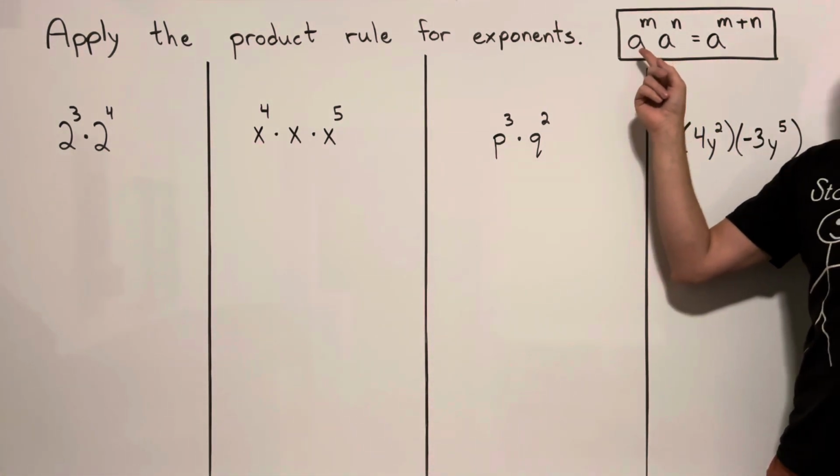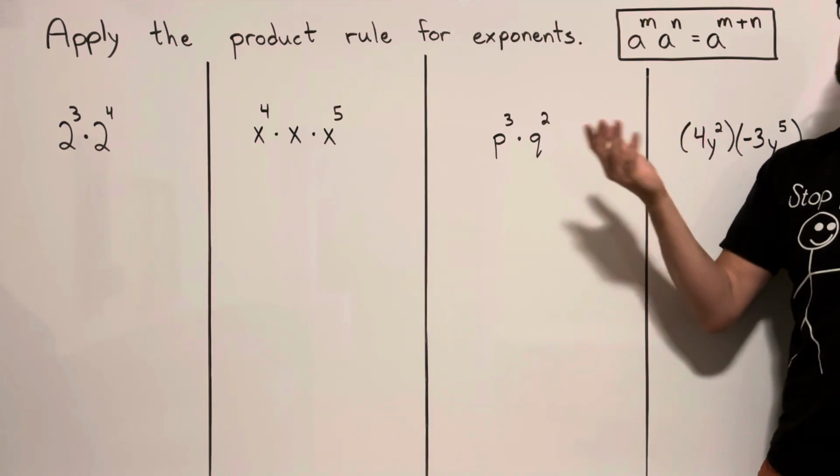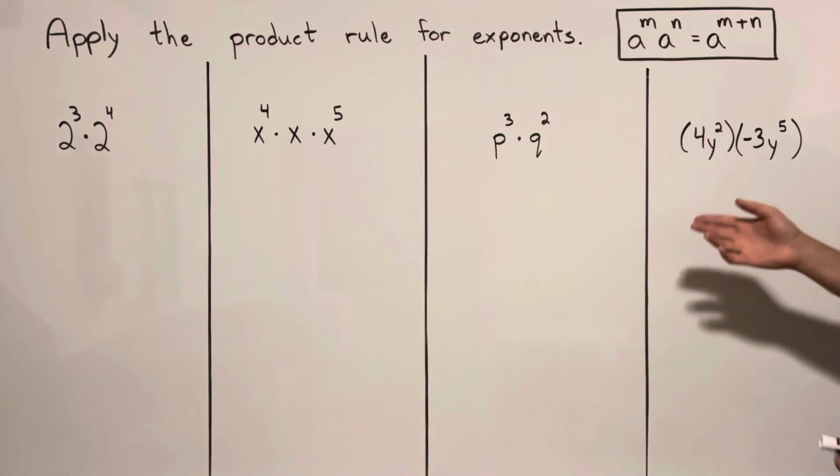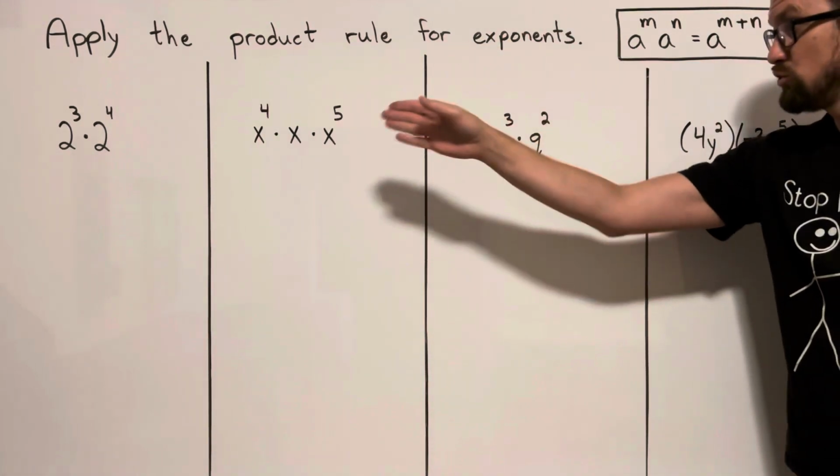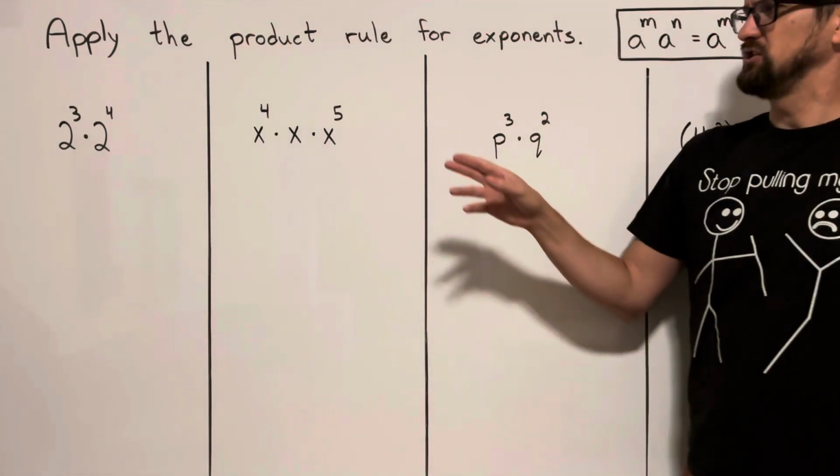This is if you have m a's and n a's, then you have m plus n a's. That is the product rule. We're going to apply the product rule to these four problems. Let's look at this first one.